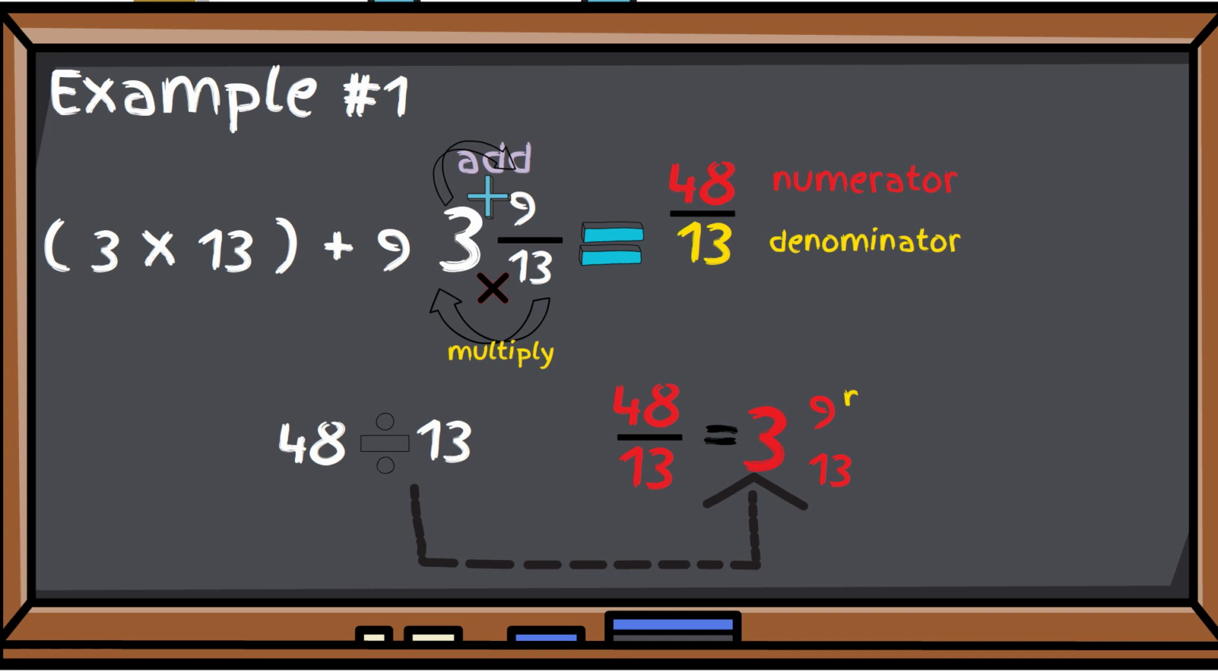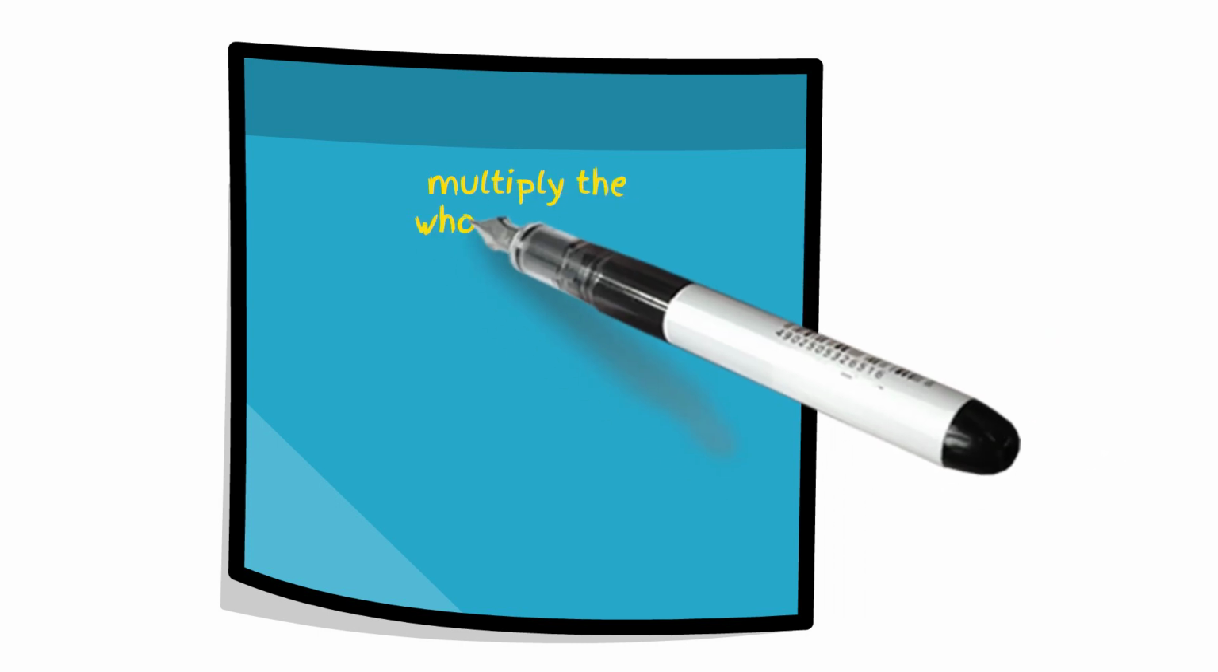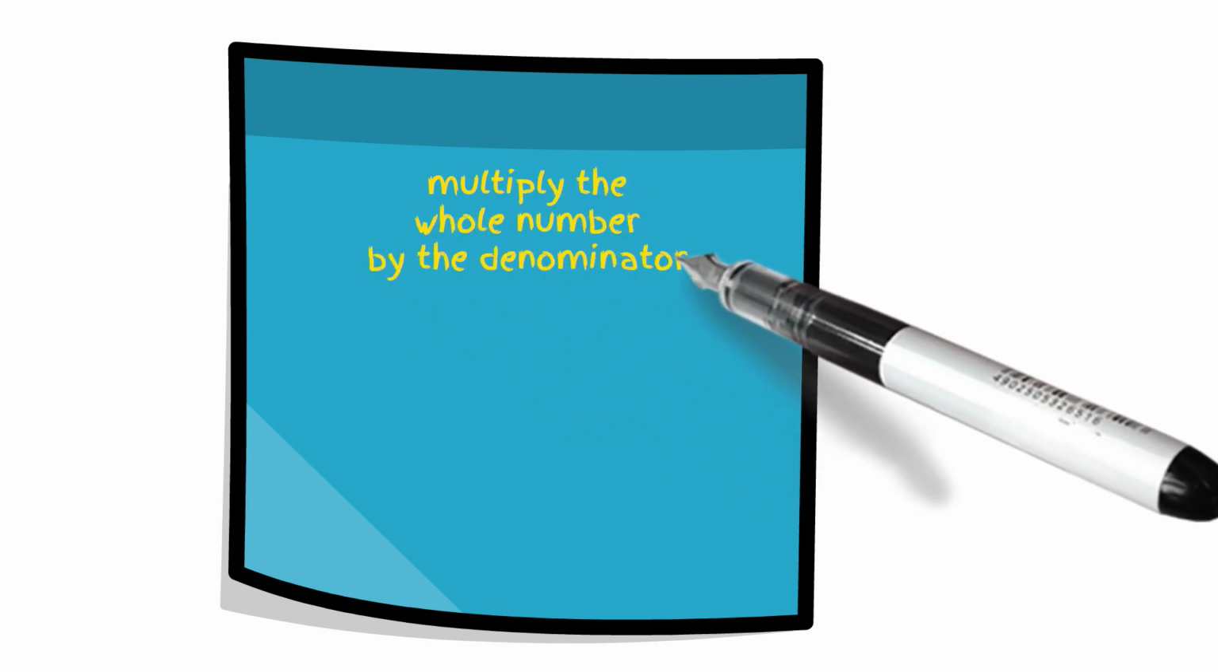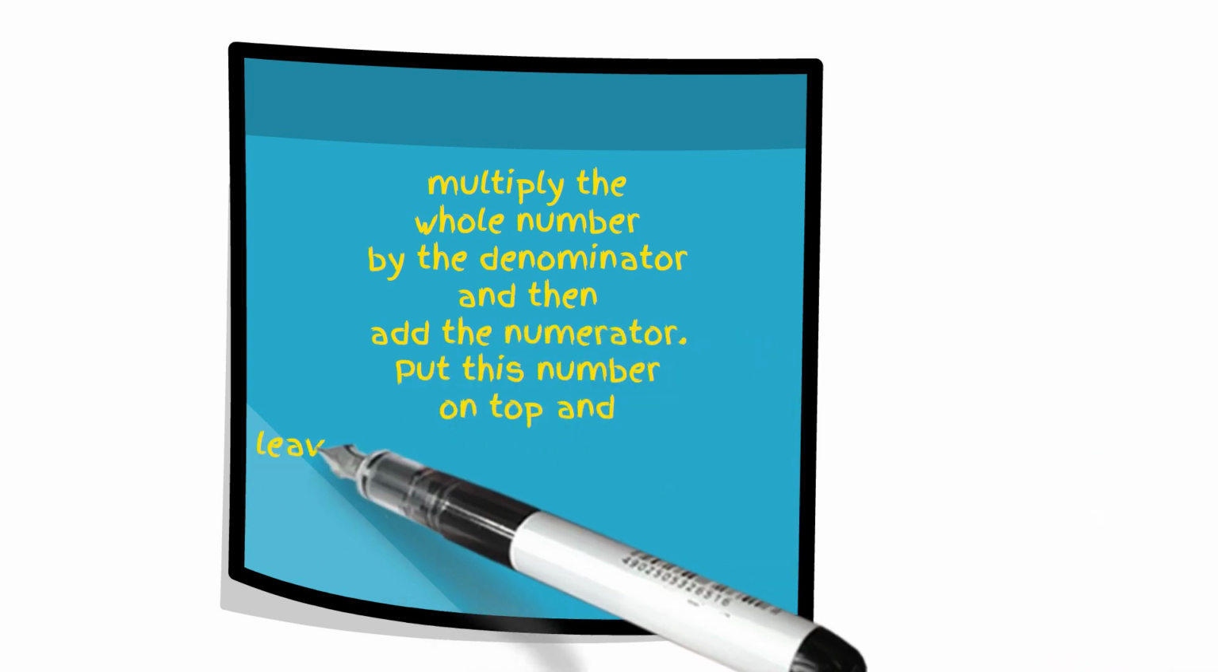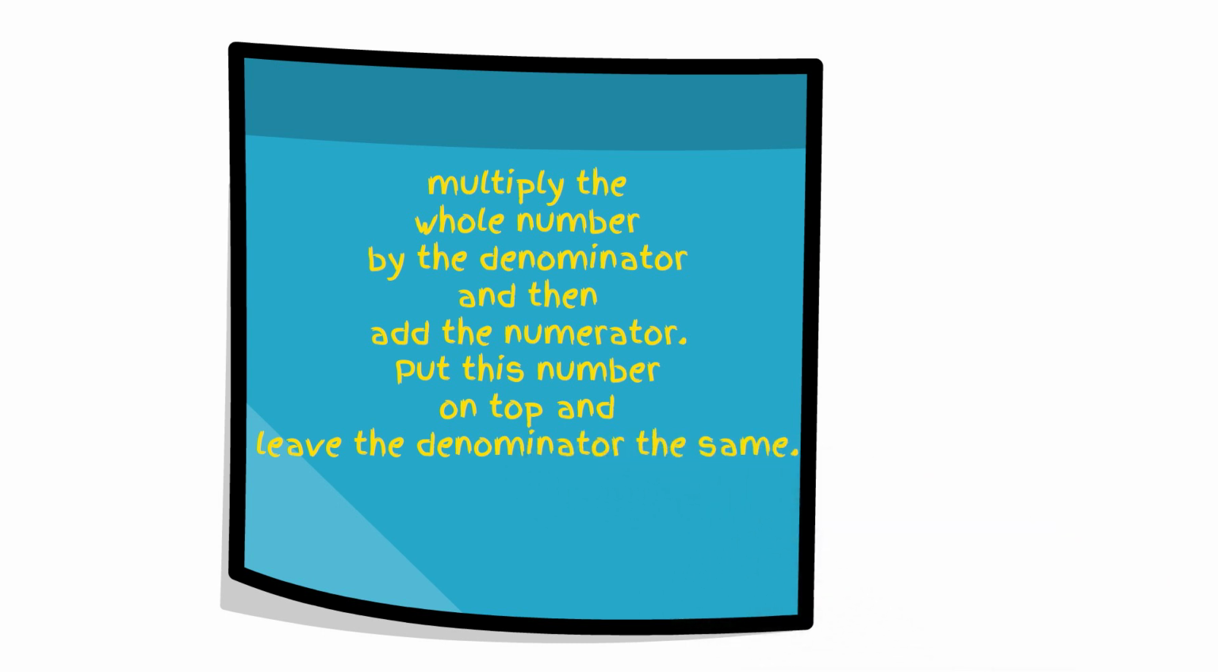What's the remainder after dividing 48 over 13? The remainder is 9. The whole number is 3, and the remainder is the new numerator, and the denominator stays the same, 13. So it converts back to the mixed number 3 9/13. Here are the quick, easy steps to follow when you convert mixed numbers. First, multiply the whole numbers by the denominator, then add the numerator. Put this number on top and leave the denominator the same.